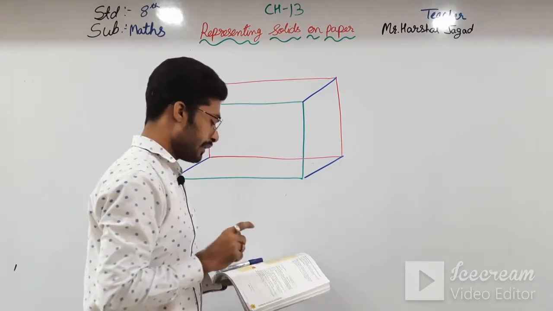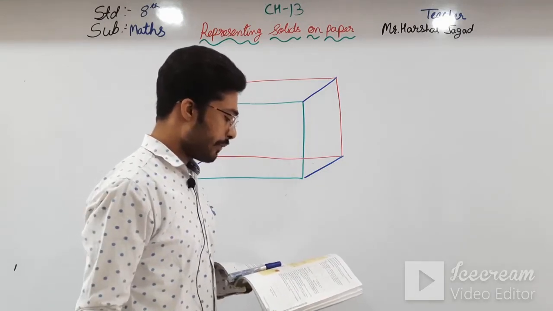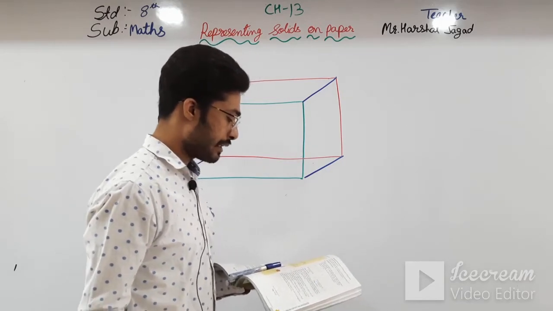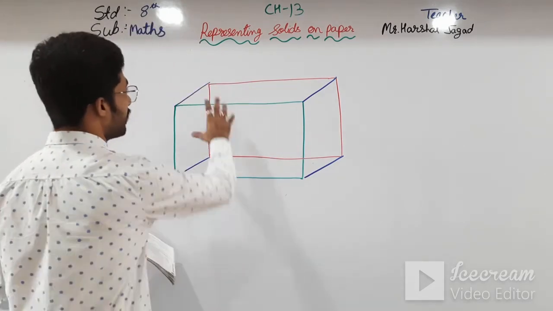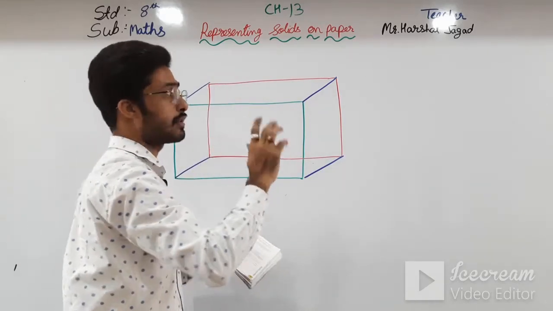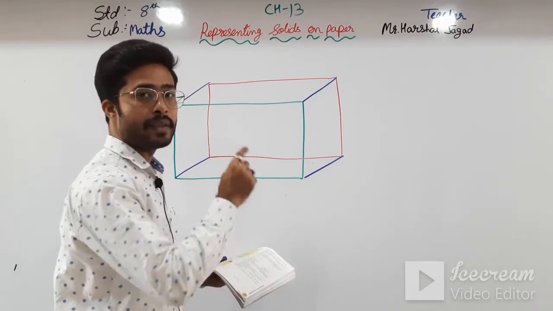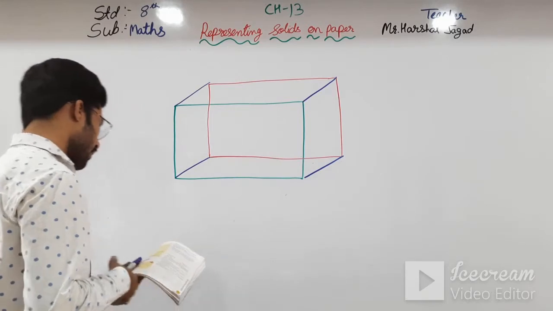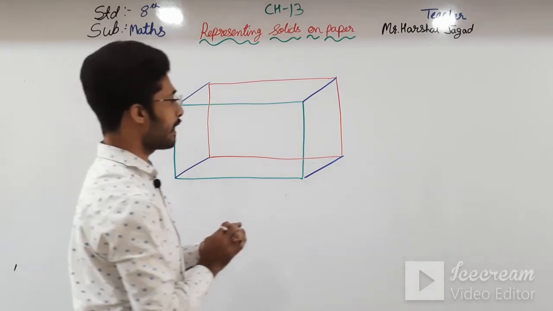Then use dotted lines to represent the lines on the original solid that cannot be seen from that angle. It means the back side which we can't see should be represented with dotted lines. But I have made straight lines. You can make that with dotted lines; I will not make that. Okay students, so we have drawn a cube-like structure.